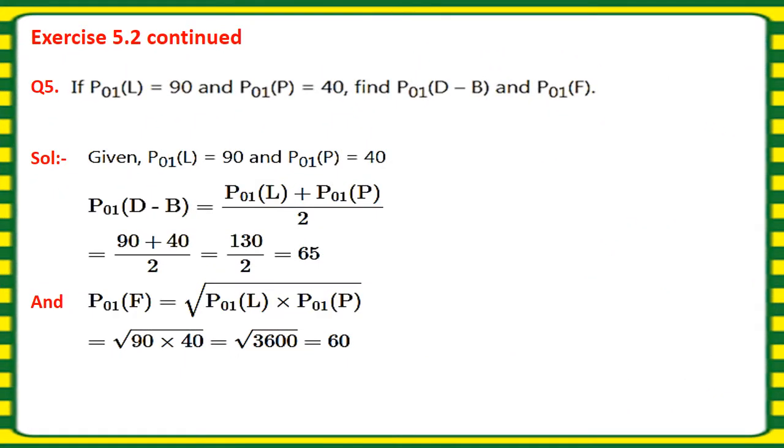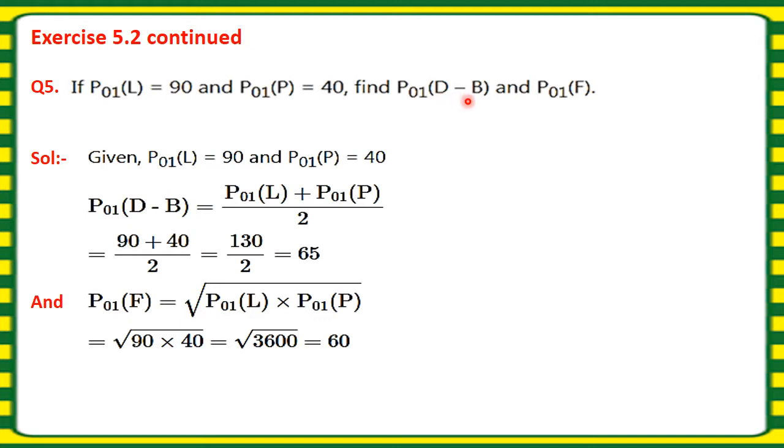Question number 5. If P01 of L, that is Laspeyres price index number, is equal to 90 and Paasche's price index number is equal to 40, find P01 of DB, that is Dorbish-Bowley's, and P01 of F, Fisher's index number.